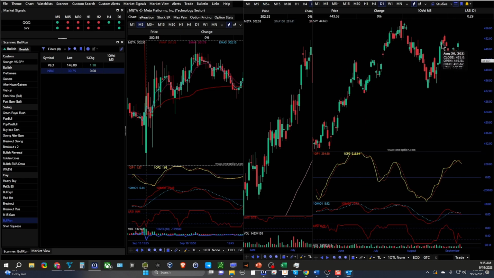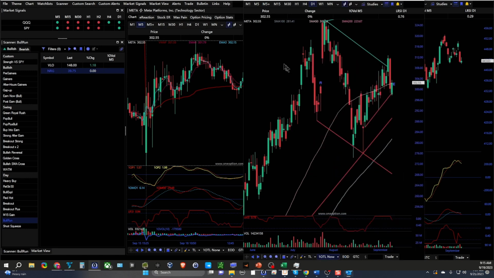Now, August 31st, what happened after that? It sold off pretty decently. That's what established our current range. From the open here, open here, open here, we've been stuck in this range.